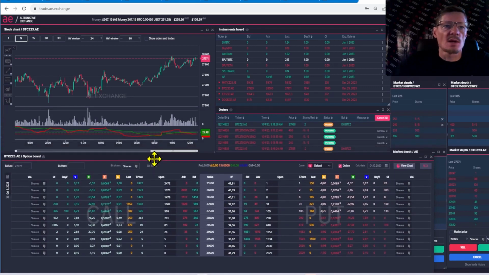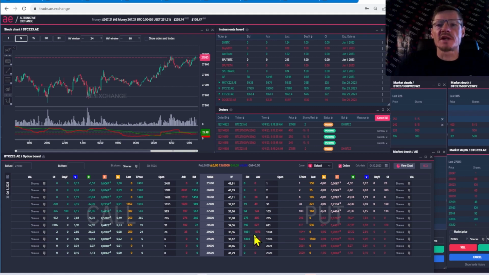We see here the near-term Bitcoin series. On the right are put options, and here we can see the delta indicator. Accordingly, the more in the money the put option is, the closer the delta will be to 1. Here, at strike 30,500, the delta is -1. The put option's delta varies from 0 to -1. At the center strike, the delta is around 0.5.